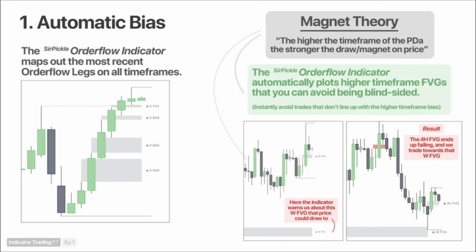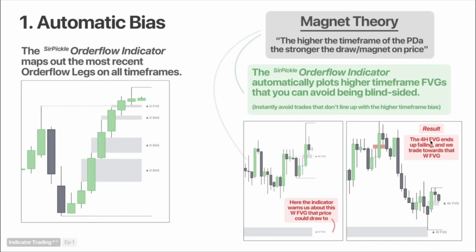It's very low probability. So for example, right here, we have this 4 hour fair value gap that if you did not know to check the higher time frames, you didn't bother looking at the higher time frame order flow, you would have thought that this is in alignment with everything. We can easily move higher off of this 4 hour IO to ERL, and let's keep it pushing higher. Where over here, you'll notice that the indicator warns us about this weekly fair value gap that has just been created that price could easily draw towards.